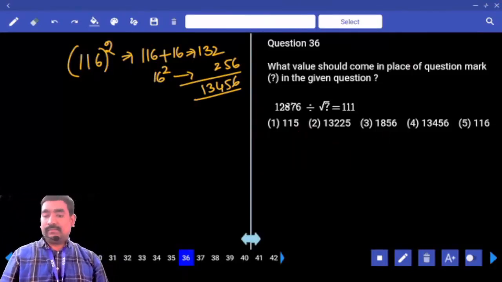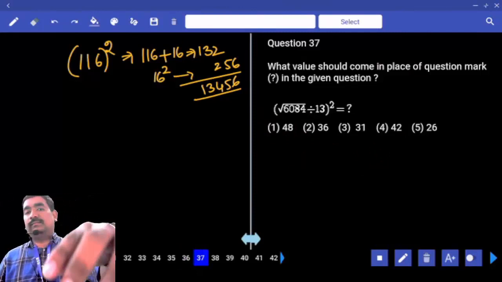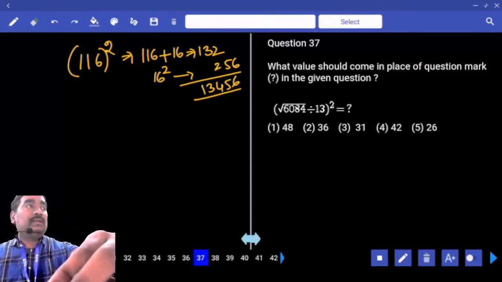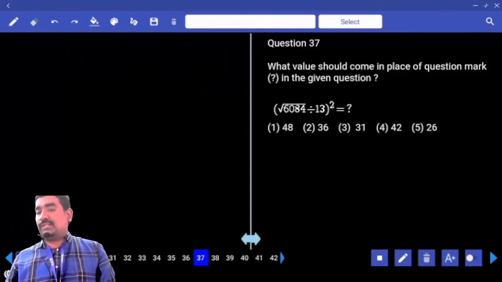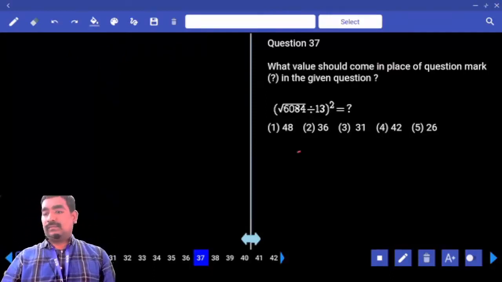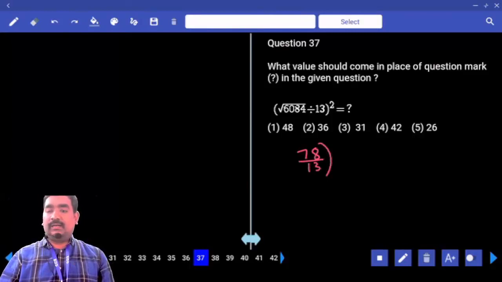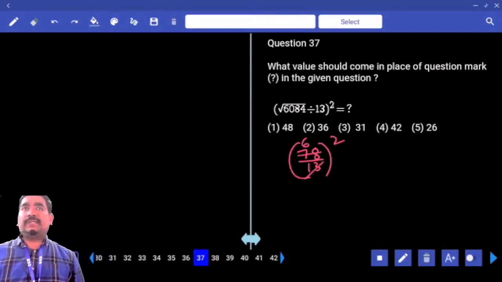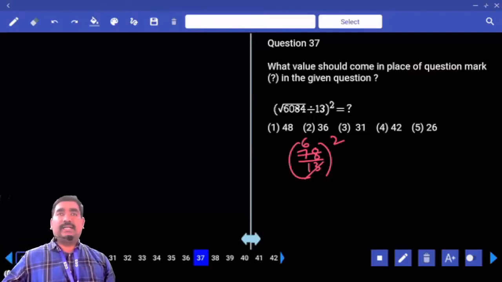Yes or no? What is square root of 6084? 78 divided by 13 whole square. 13 how many times? 6 square, 36 is your answer.